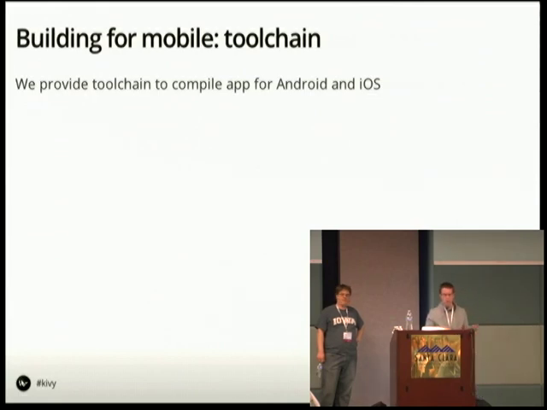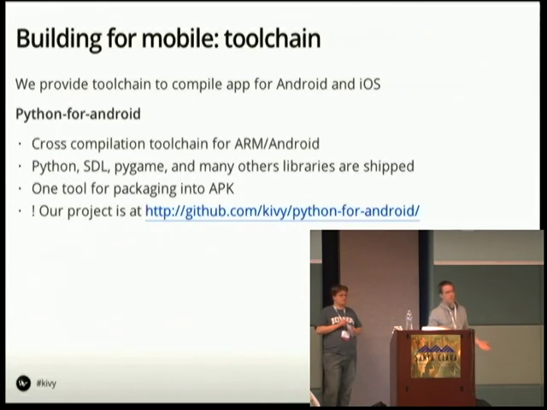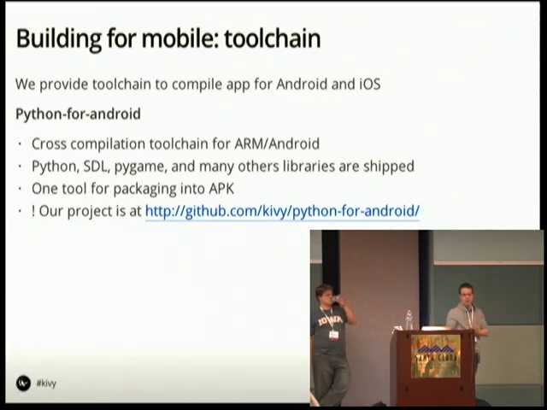So we created two projects. The first one is Python for Android. It allows you to cross-compile Python and many other libraries first, and then we have another tool within Python for Android that allows you to take your application code, take the libraries you just compiled, and create an APK. This is a package name for Android.